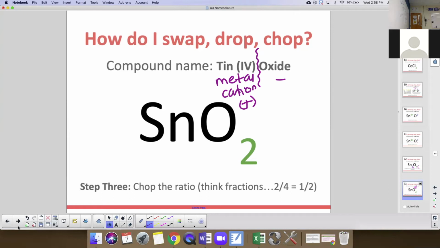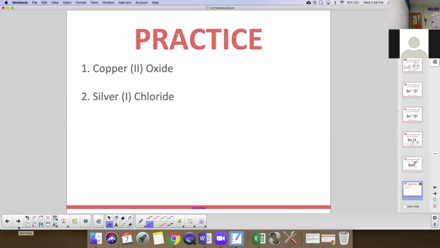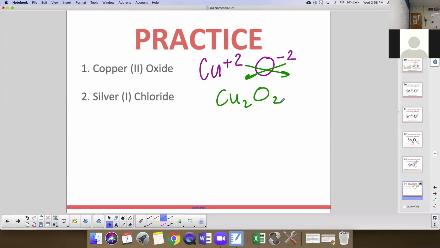All right, so let's look at some examples. Copper oxide. Copper is, great job. What's our charge? Plus 2. And then oxide, which is minus 2. And then we swap them and drop them. So it's CuO. Why is it CuO? Because my 2's cancel out. That's the same example there of why the 2's go away. All I did was reduce them to 1's.